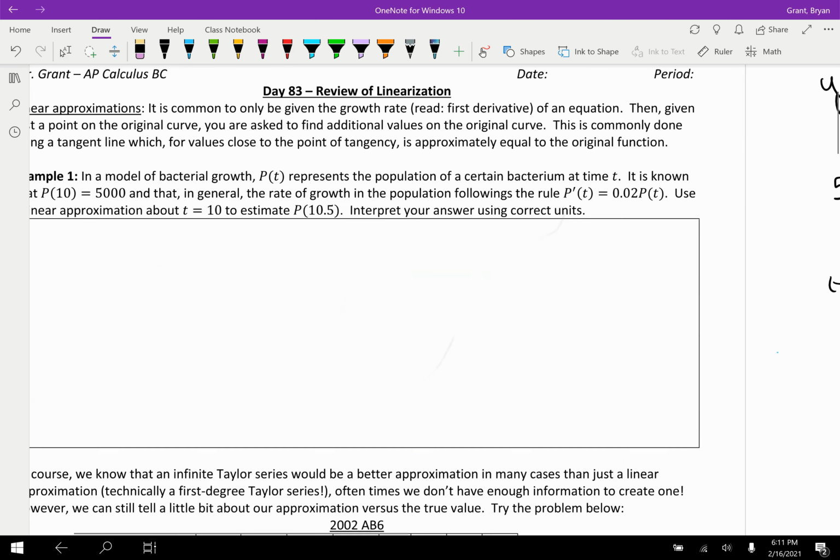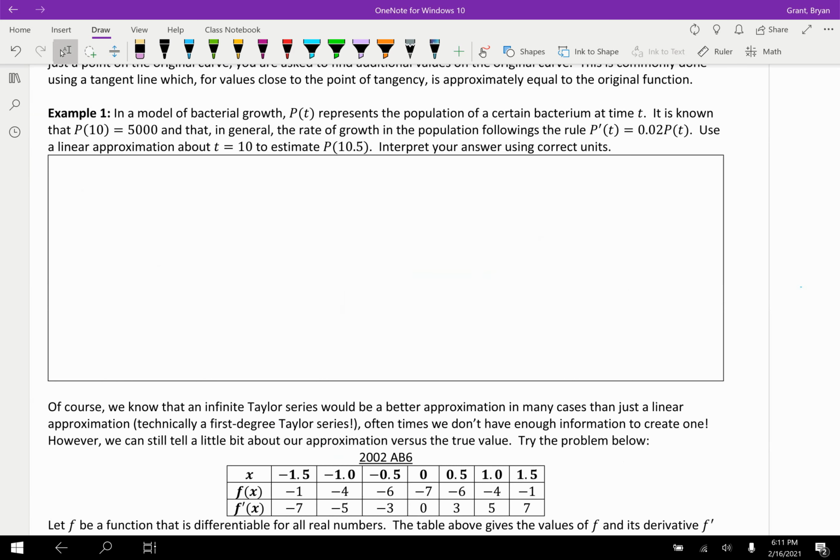So let's put this into action. We have a model of bacterial growth, P of t. P of t represents the population. It's known that P of 10 equals 5,000. And in general, the rate of growth in the population follows the rule P prime of t equals 0.02 P of t. Use a linear approximation about t equals 10 to approximate P of 10.5. All right, well, let's see what we can do.